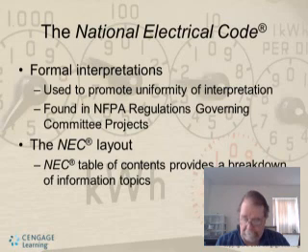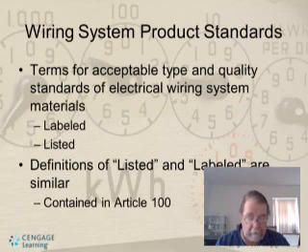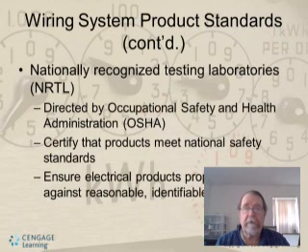The NEC layout, the table of contents provides a breakdown of informational topics, and they have the terms for acceptable type and quality standards of electrical wiring systems materials. Now you have labeled and listed. These definitions of listed and labeled are similar. These are contained in Article 100, which I think we'll discuss a little bit in the next unit.